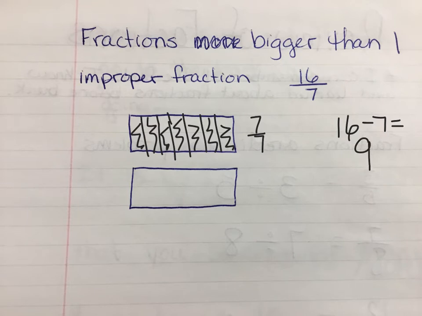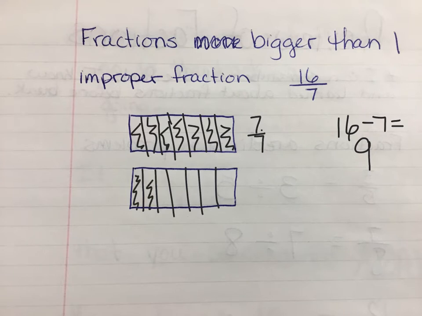Is 9. So I'm going to keep drawing 7s here and divide this whole into 7s. All right, I have 9 left. I started with 16/7. I used 7 of them. I have 9 left.